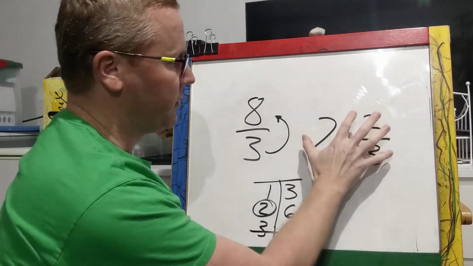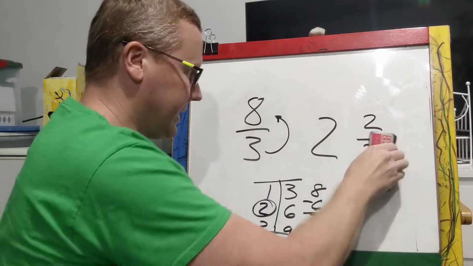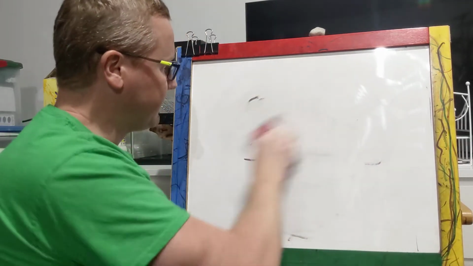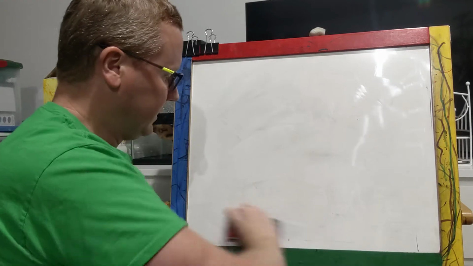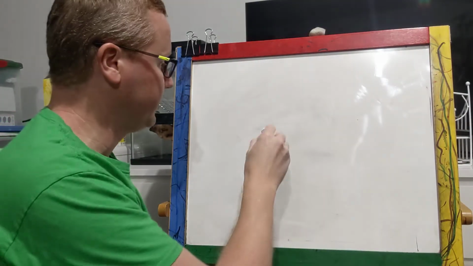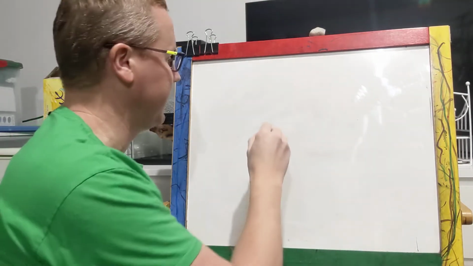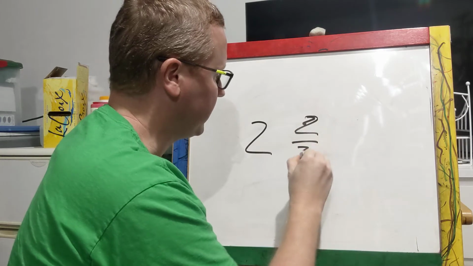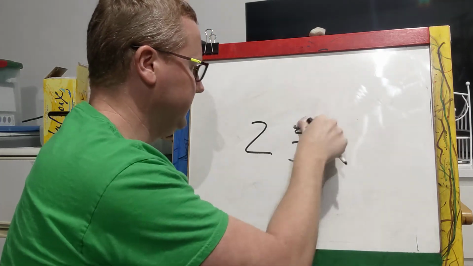So that is improper fraction to mixed. We now are going to try to do mixed to improper. So let's say we went back the other way. We had 2 and 2/3.